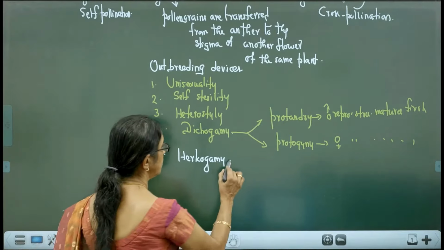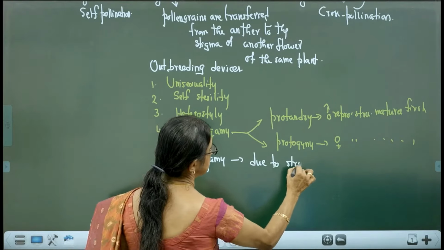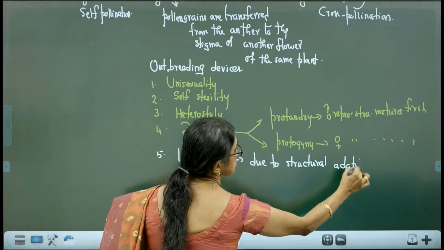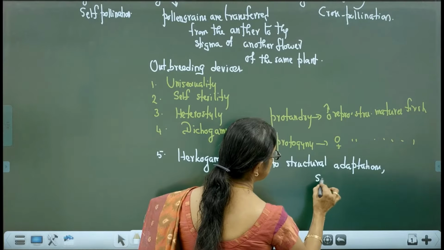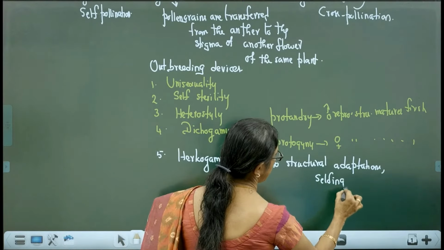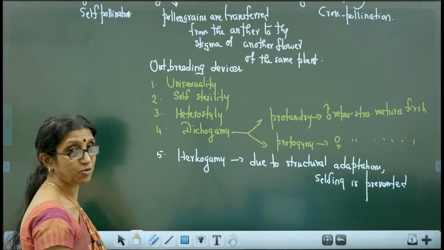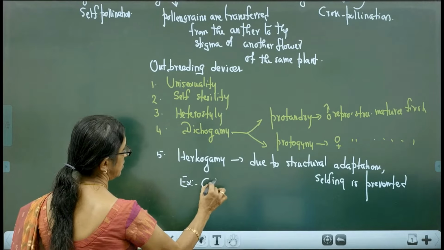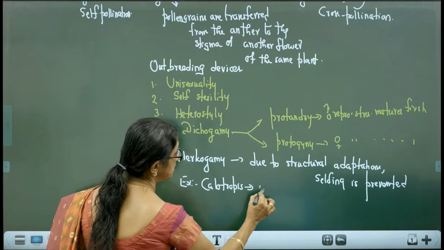So due to structural adaptations, selfing is prevented. This is herkogamy. Example, Calotropis, with gynostegium.